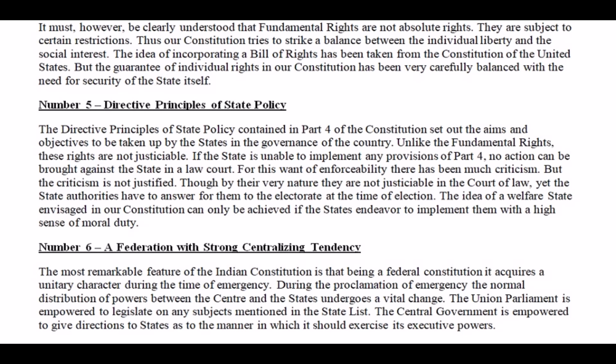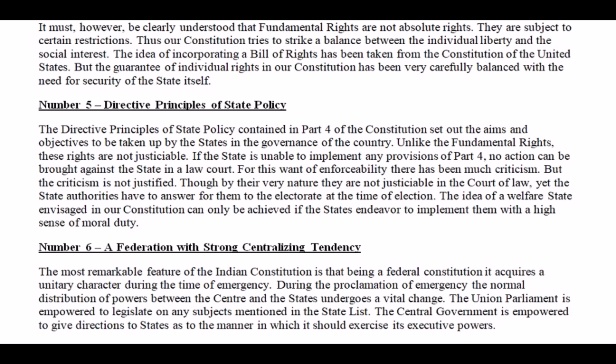Unlike the fundamental rights, these rights are not justiciable. If the state is unable to implement any provisions of Part 4, no action can be brought against the state in a law court. For this want of enforceability there has been much criticism. But the criticism is not justified.